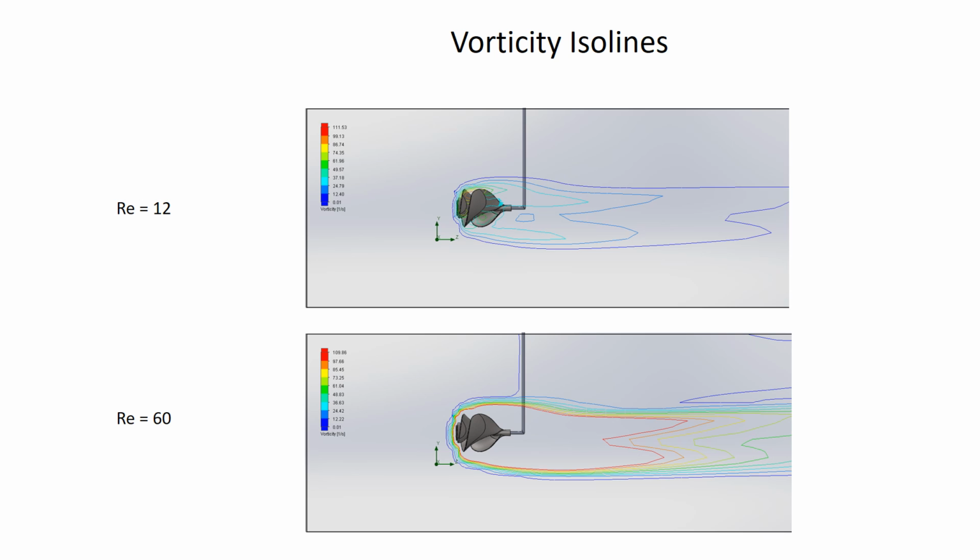The vorticity isolines show us that in the experiment with a Reynolds number of 12, there exists vorticity gradients behind the water lily as compared to the Reynolds number of 60 experiment. The vorticity gradients could be causing the backflow in the lower Reynolds number experiments.